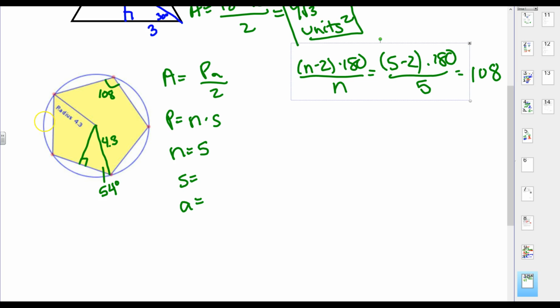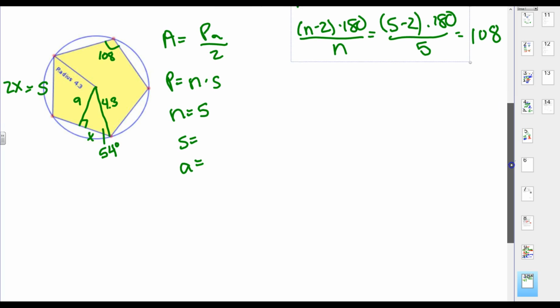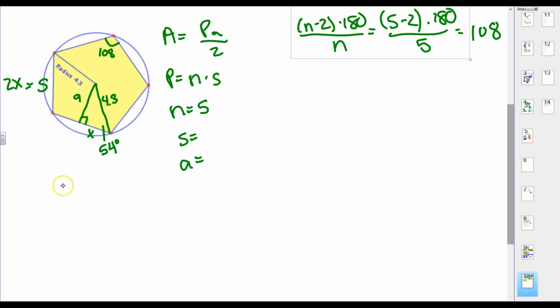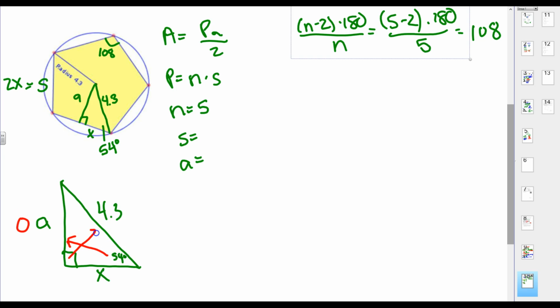Now, if this is the side length here, I'm going to call this piece here x, where 2 x's equal my side length, and this is my apothem. So let's draw this triangle significantly larger so we can play with it a little bit better. When I'm looking at this here, I'm looking for my apothem, I'm looking for my x. I have a radius of 4.3, and I know that this angle here is 54 degrees. Now, labeling the sides of the triangle comes next. This is the opposite. This is the hypotenuse, which leaves this guy as the adjacent.